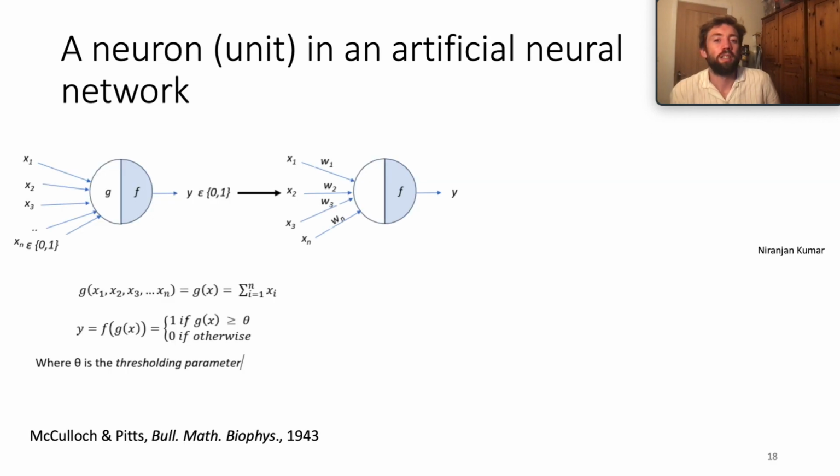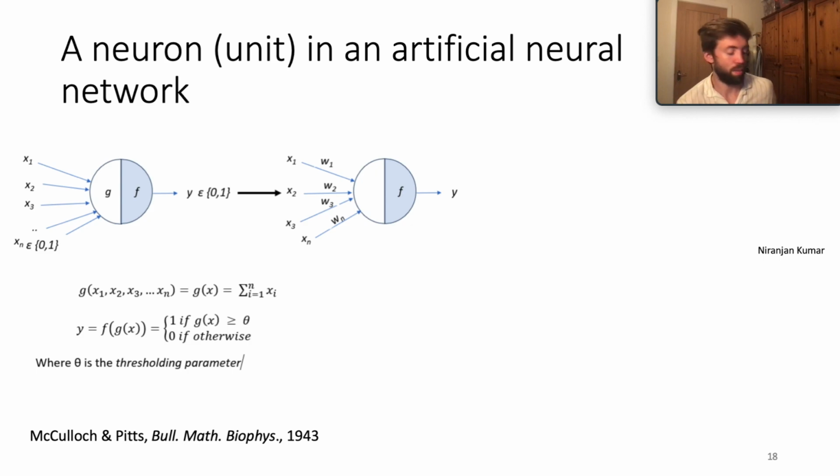So now we're going to turn from the brain to artificial neural networks. And we saw what a biological neuron looked like. And now we're going to look at what an artificial neuron, or a unit in a neural network, looks like. Now, one of the first types of artificial neural networks was proposed by McCulloch and Pitts back in 1943. And this was quite simple.